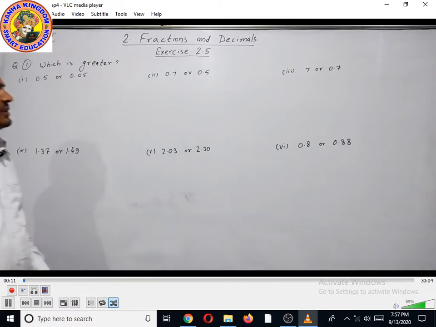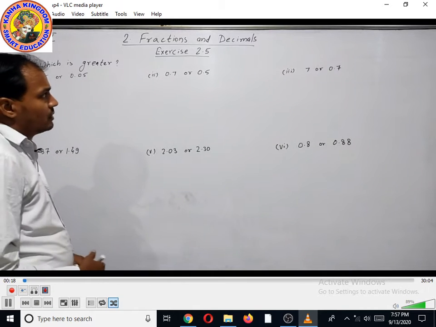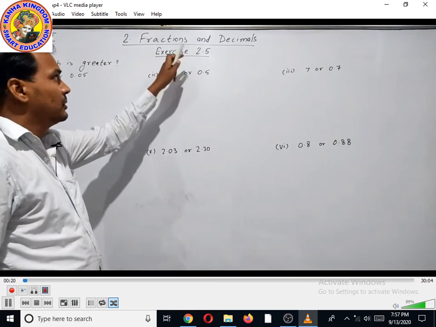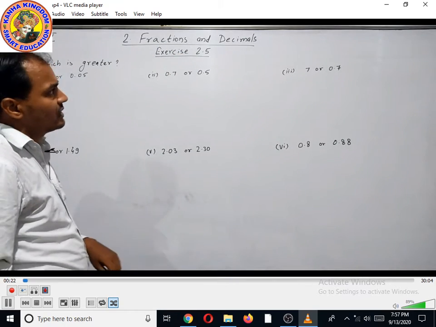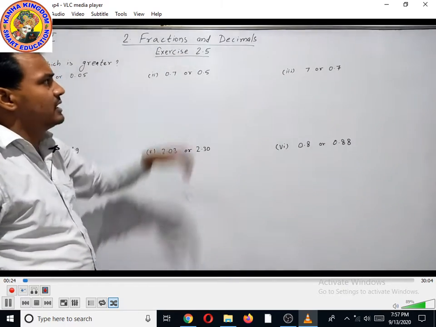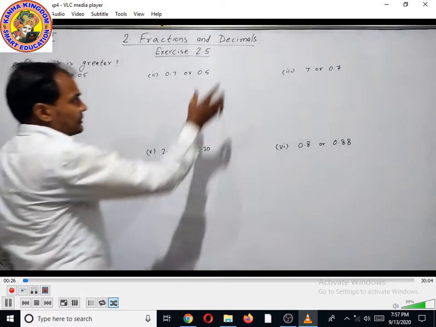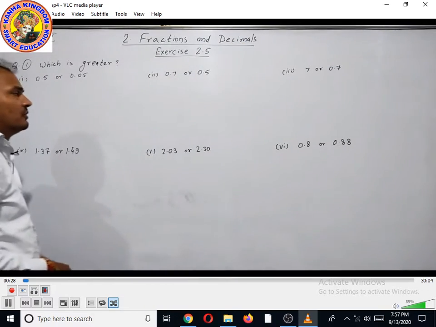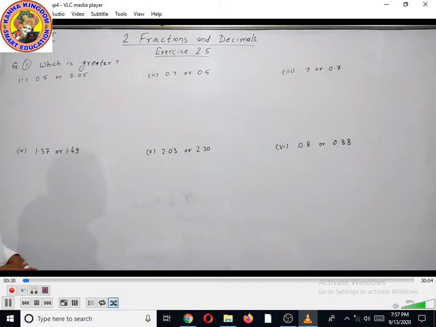Our chapter is fractions and decimals. In exercises 2.1 to 2.4, we covered the questions on fractions. Now exercise 2.5 is the decimal part. Now we learn about decimal numbers.